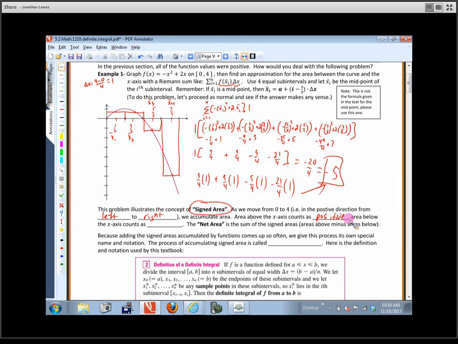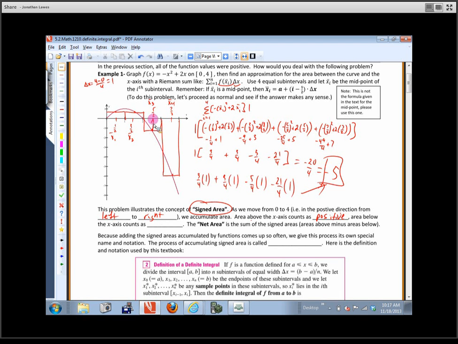Well, if we continue with this, there's nothing wrong with what we did. We just need to figure out how to deal with this. If this has a negative height, what we do is we calculate the area. We kind of strip off the negative. Okay, so this right here would be 5/4 as far as the height goes.